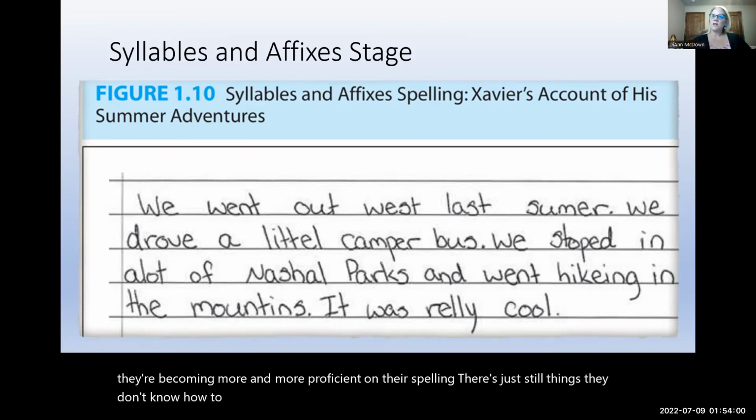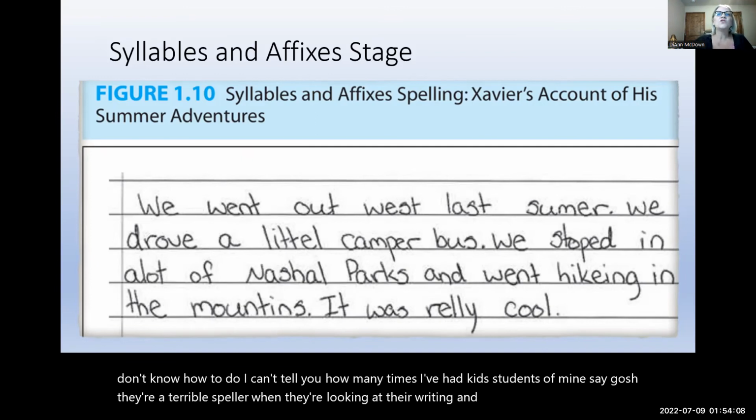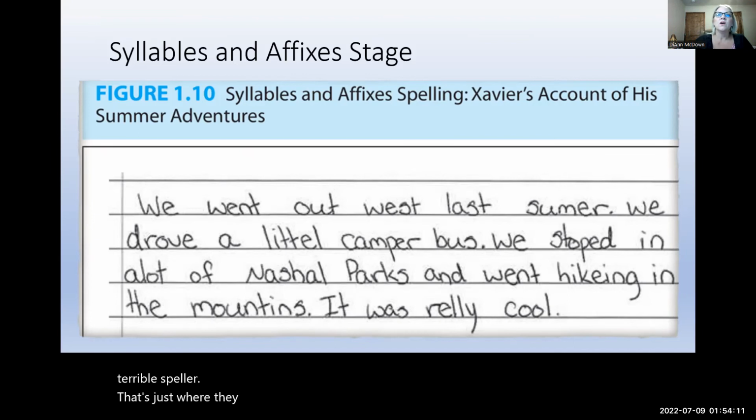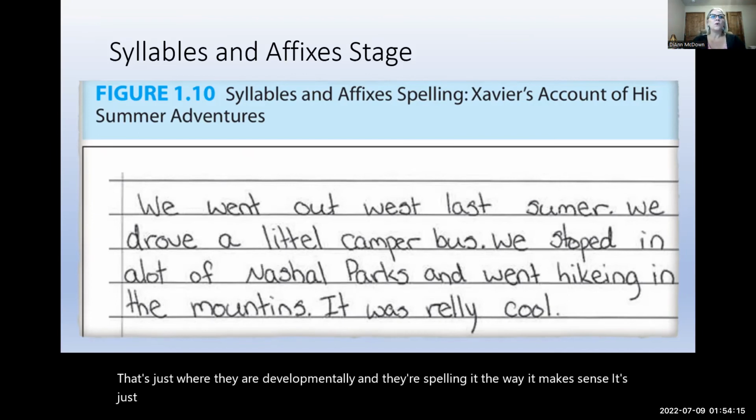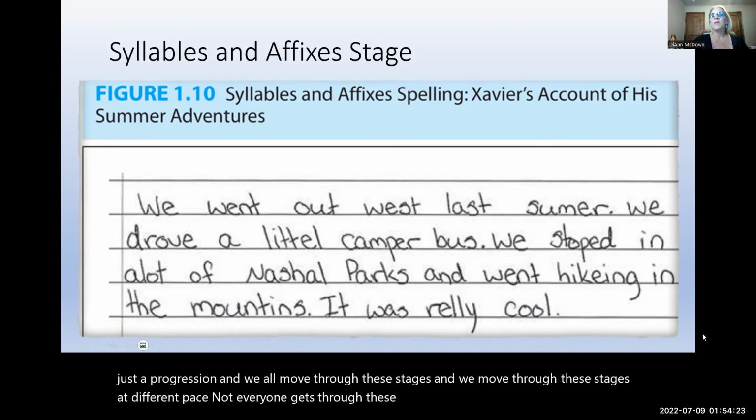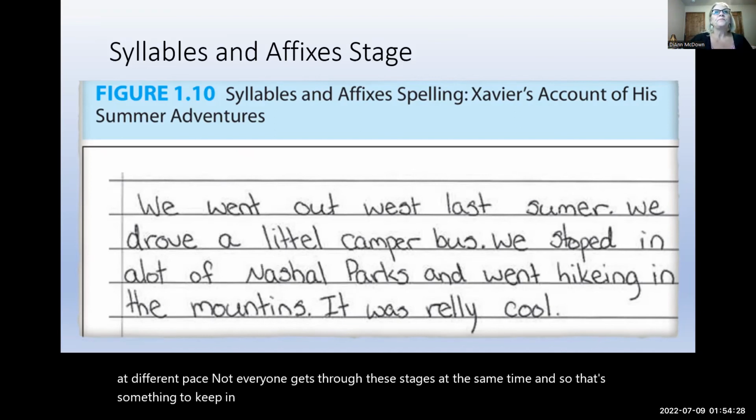I can't tell you how many times students of mine have said, gosh, I'm a terrible speller, when they're looking at their writing. And they're not a terrible speller. That's just where they are developmentally, and they're spelling it the way it makes sense. It's just a progression, and we all move through these stages at a different pace. Not everyone gets through these stages at the same time, and that's something to keep in mind also.